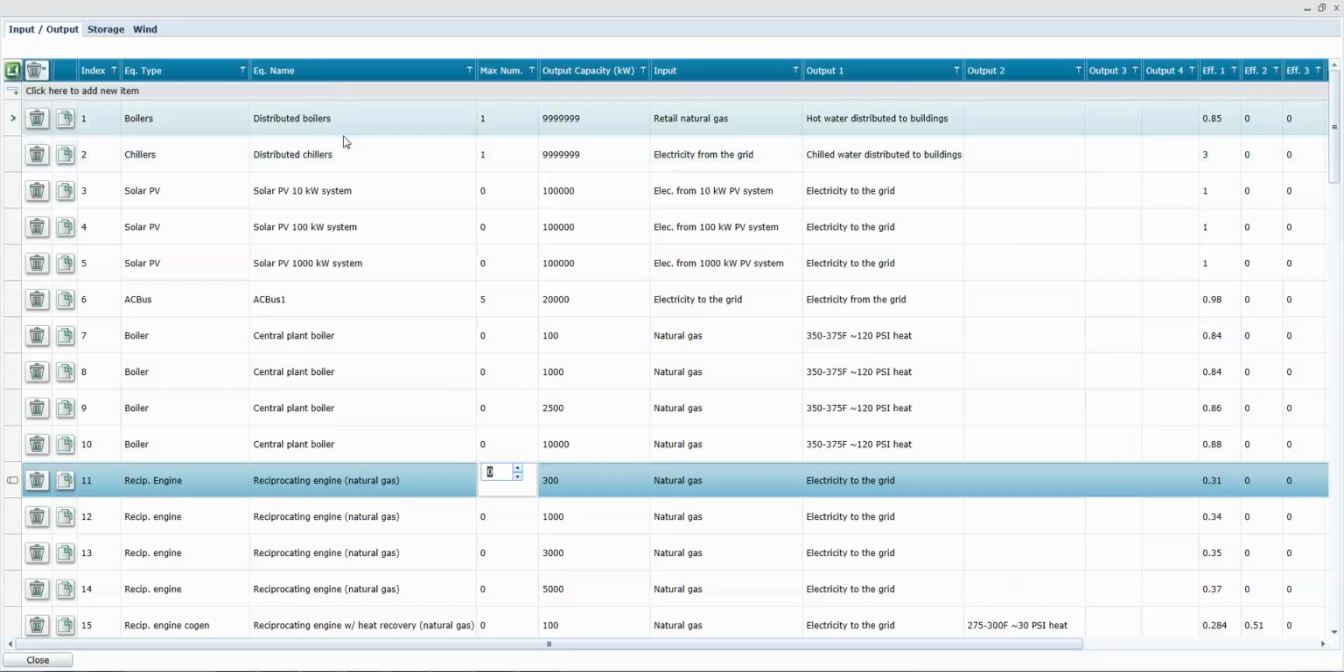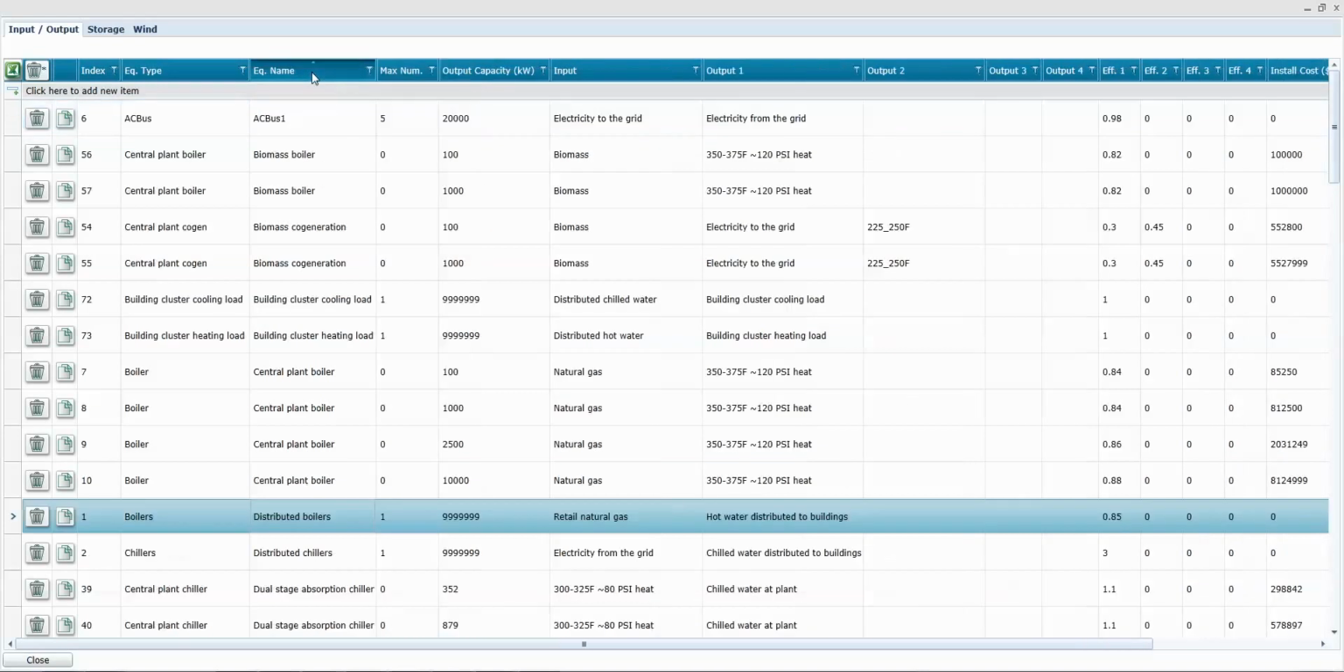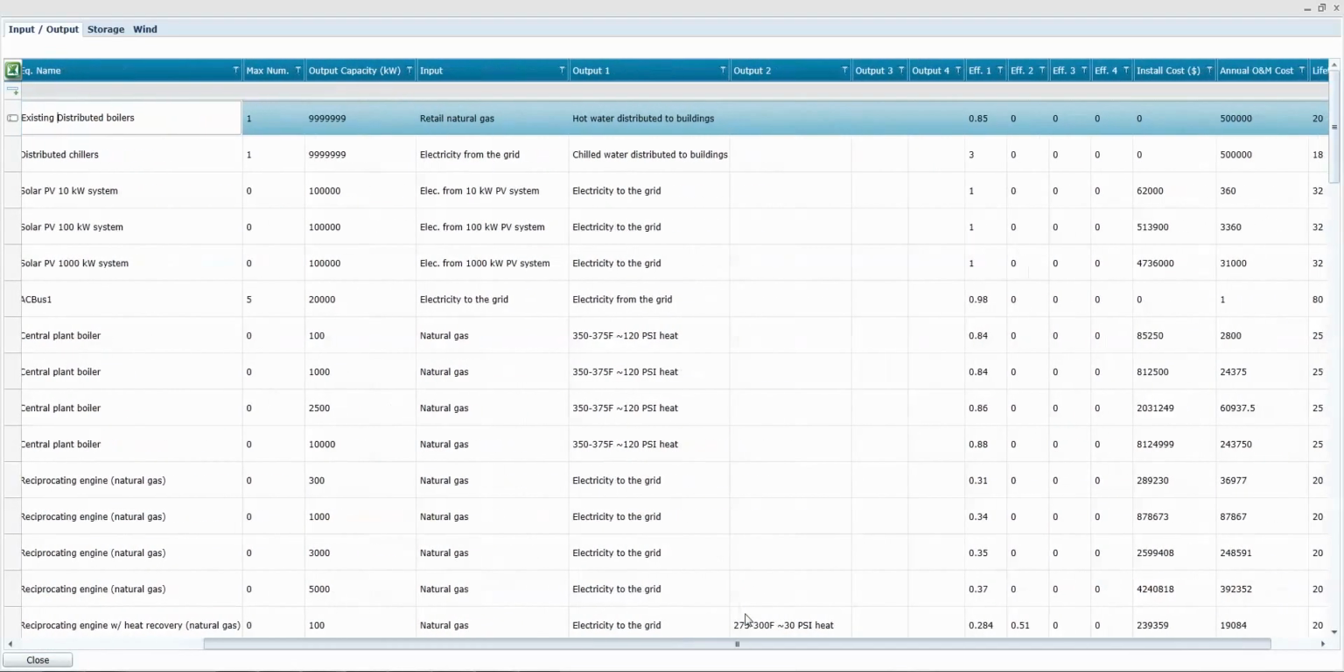Now if we scan back up to the top, let's go ahead and talk through these columns. So the first one is just an index number, and then a generalized equipment type, and an equipment name. And these are really just for the user, just to provide some clarity. It's not going to change any outcome. They're editable. You can add information to them. Well, let's go back and reorder by index. For example, you can say these are the existing distributed boilers. And you may want to make some kind of note in the equipment that will remind you of something later on in the study.